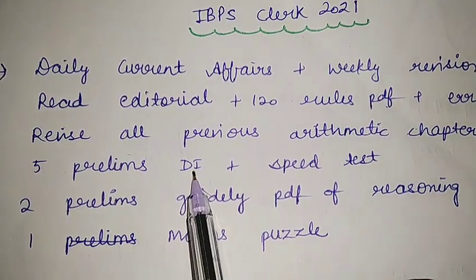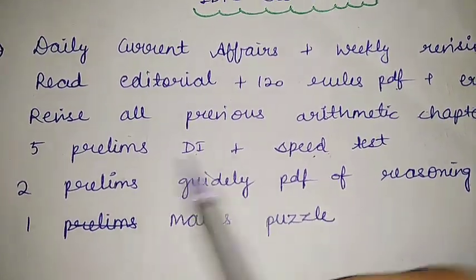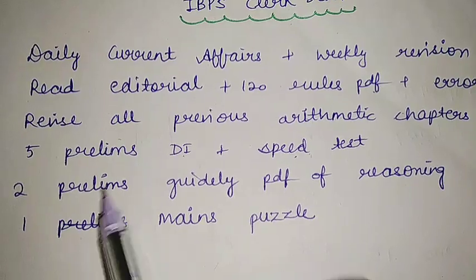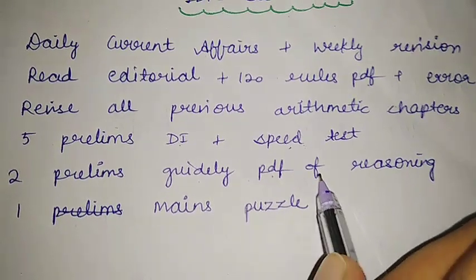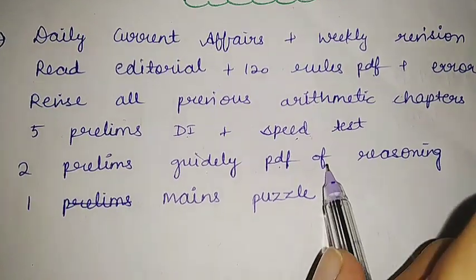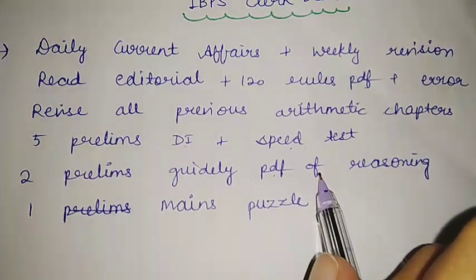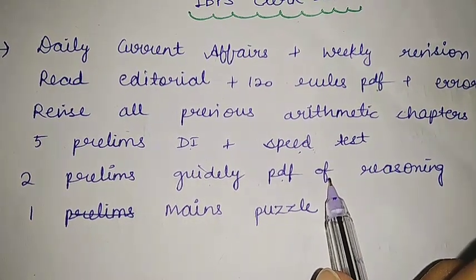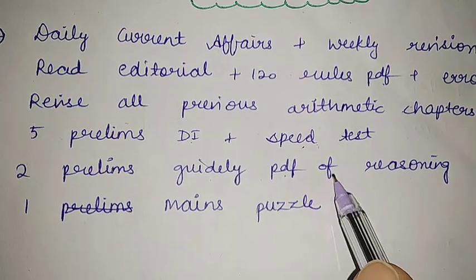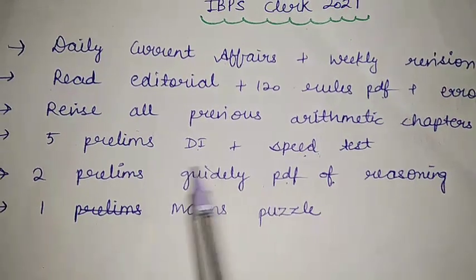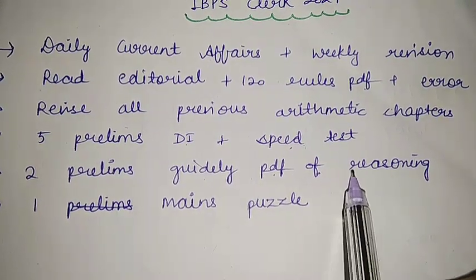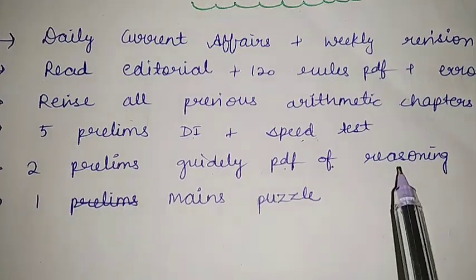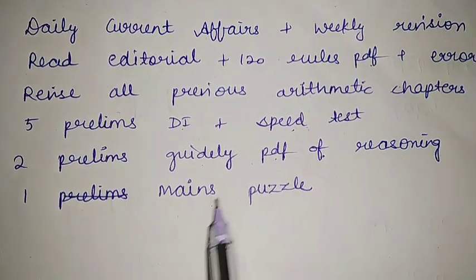Then there are 5 prelims level DIs plus a speed test of maths. For reasoning, there are 2 prelims Guidely PDFs of reasoning, because in these PDFs prelims level questions are given. So rather than finding the questions and wasting your time, you can just download the PDFs and practice from them. So 2 prelims Guidely PDFs of reasoning of IBPS Clerk 2021. Then there is one mains puzzle.